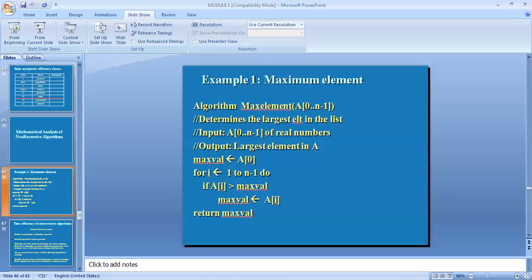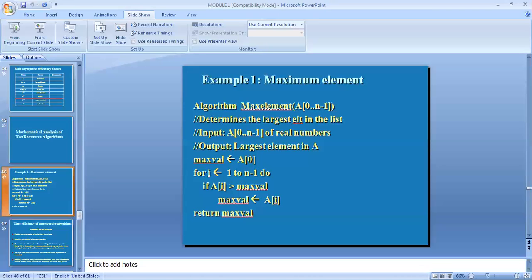The obvious measure of input size here is the number of elements in the given array, n. The operations that are going to be executed most often are in the algorithm's loop. There are two operations in the loop's body: the comparison, A[i] greater than maxval, and an assignment, maxval equal to A[i]. Since the comparison is executed on each repetition of the loop and the assignment is not, we should consider the comparison to be the algorithm's basic operation.